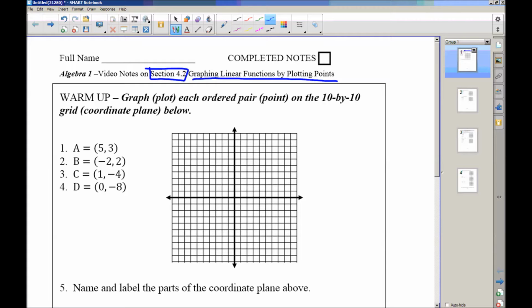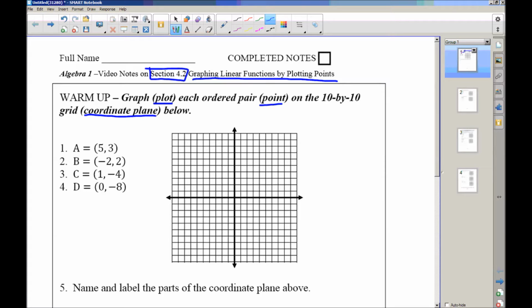Okay. All right, so first one, warm-up says graph and plot each ordered pair. Ordered pair, another word is point. Graph, another word might be plot on the 10 by 10 grid below, and another word for the 10 by 10 grid or any grid could be called the coordinate plane.